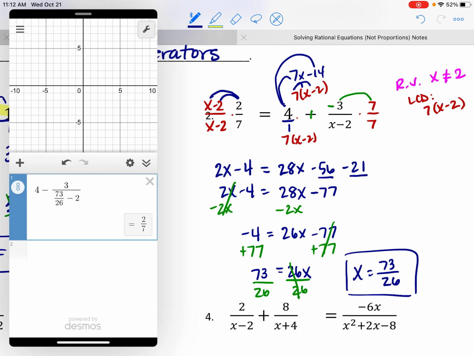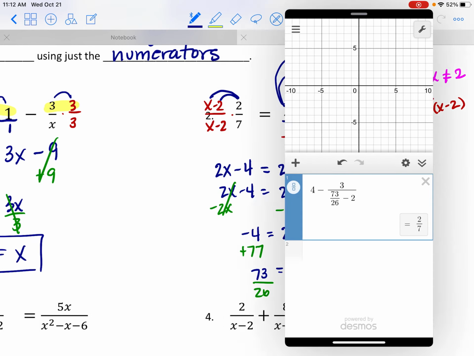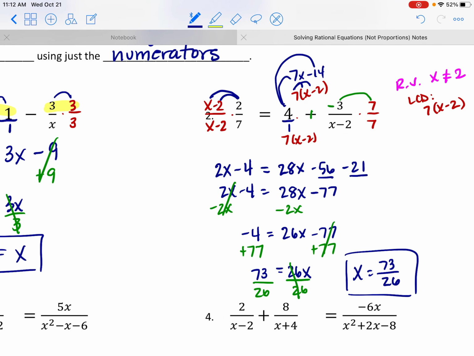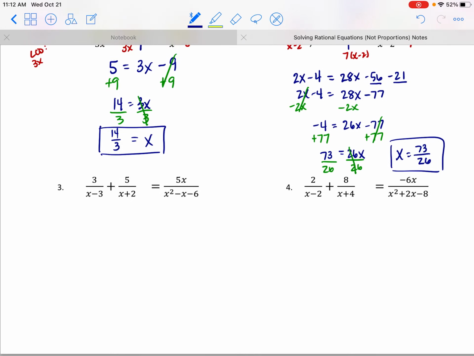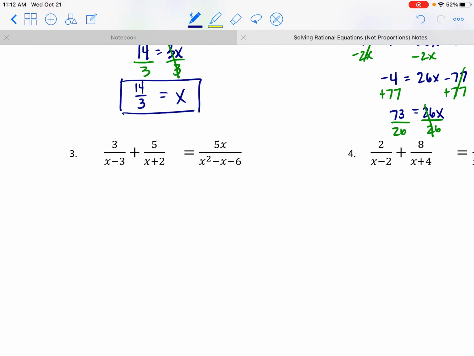So if you want to use your calculator to confirm, it's not something you need to do every time, but if you're taking a quiz, where it counts a little more of your grade, make sure you're working on the right answer and go ahead and verify. Okay? All right, moving right along.